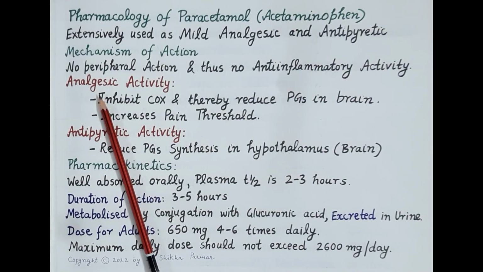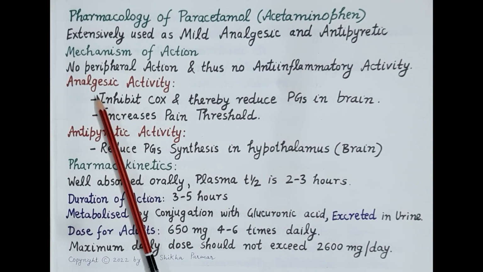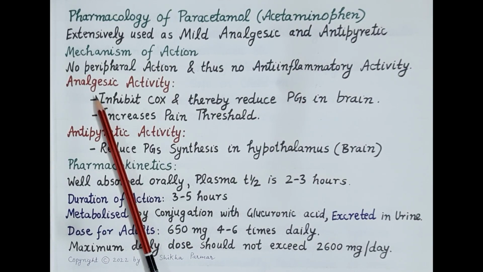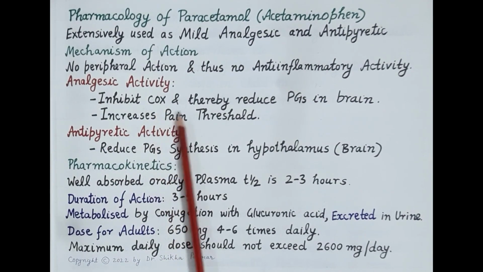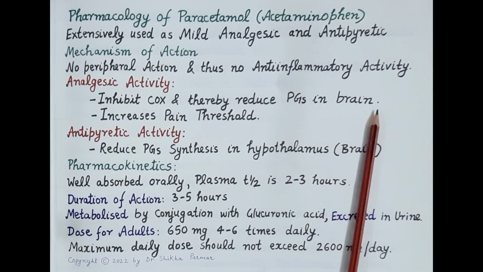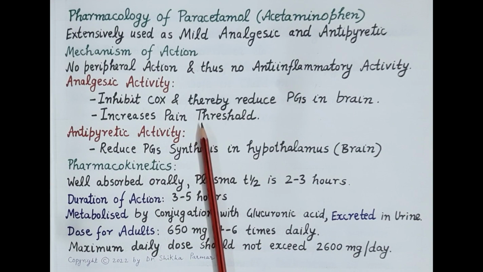Paracetamol or acetaminophen is a mild analgesic. It reduces mild pain, for example during mild headache, dysmenorrhea, but it is relatively ineffective when the pain is due to prominent inflammation. For example, it is ineffective in reducing pain of rheumatoid arthritis. It inhibits the enzyme cyclooxygenase, that is COX centrally, and thereby reduces prostaglandin synthesis in the brain. It also increases pain threshold and thus the person tolerates more pain. It reduces perception of pain.